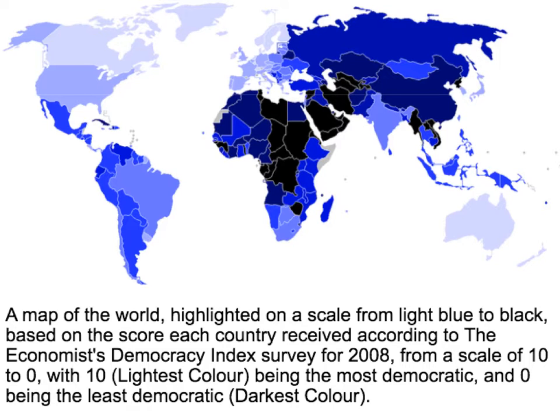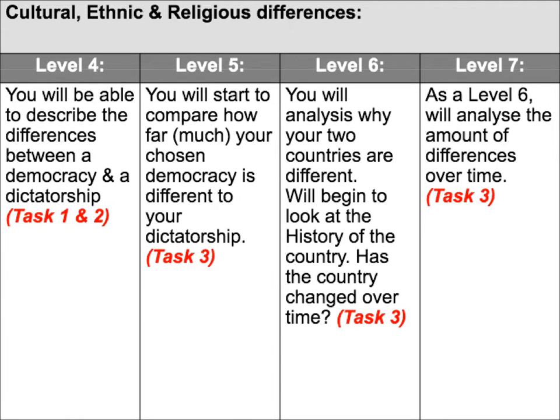So here's a slide here. The picture from the Economist's Democracy Index for 2008, identifying in lighter colours the most democratic to the deepest, darkest colours, the least democratic. And some level descriptors in order to be able to pin some form of level of assessment on this particular.